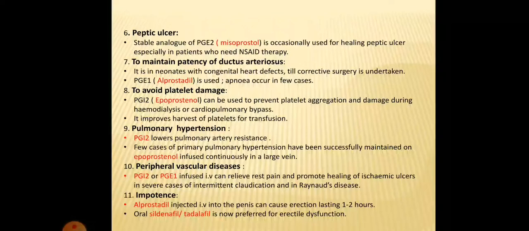The next use is pulmonary hypertension. Prostaglandin I2 lowers the pulmonary artery resistance, and a few cases of primary pulmonary hypertension have been successfully maintained on epoprostenol infused continuously in a large vein.